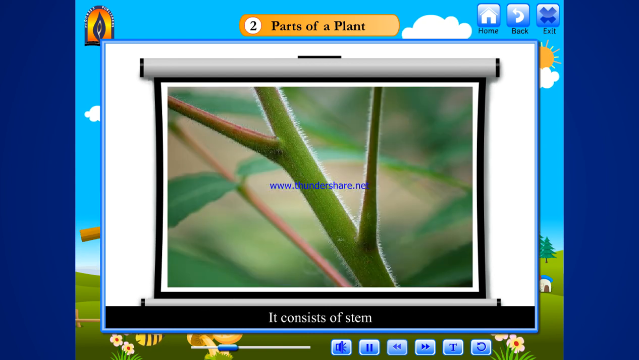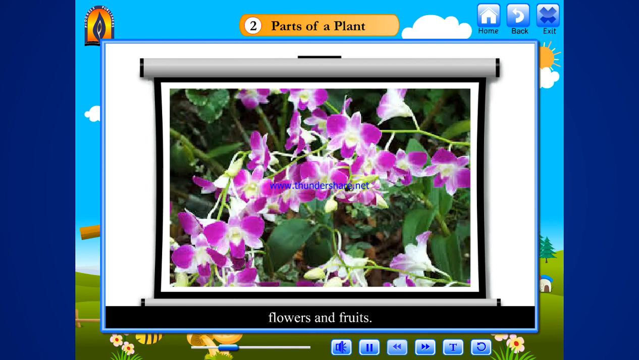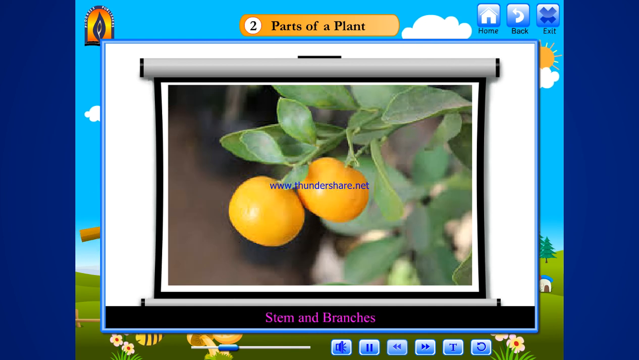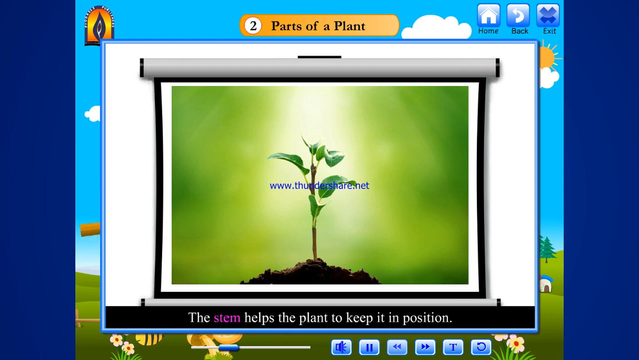It consists of stem, leaves, buds, flowers, and fruits. Stem and branches. The stem helps the plant to keep it in position. Most plants have branches. The branches hold the leaves up in such a way that they can get maximum sunlight.